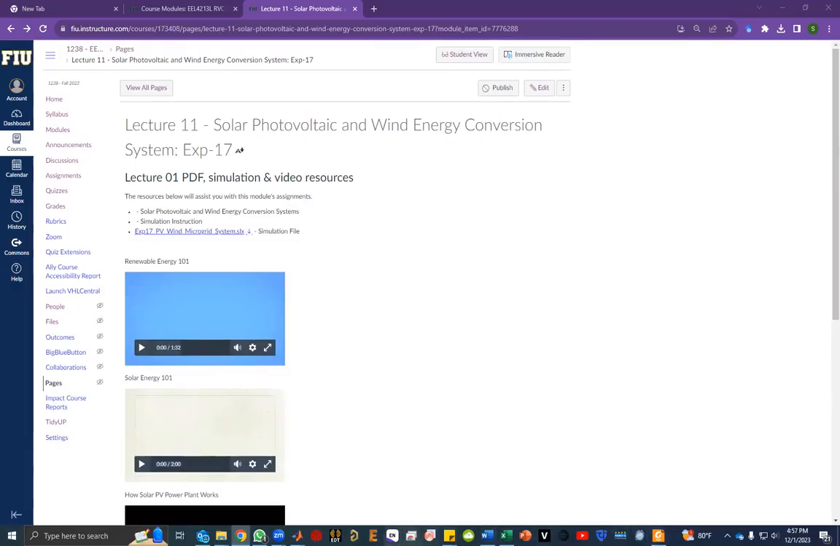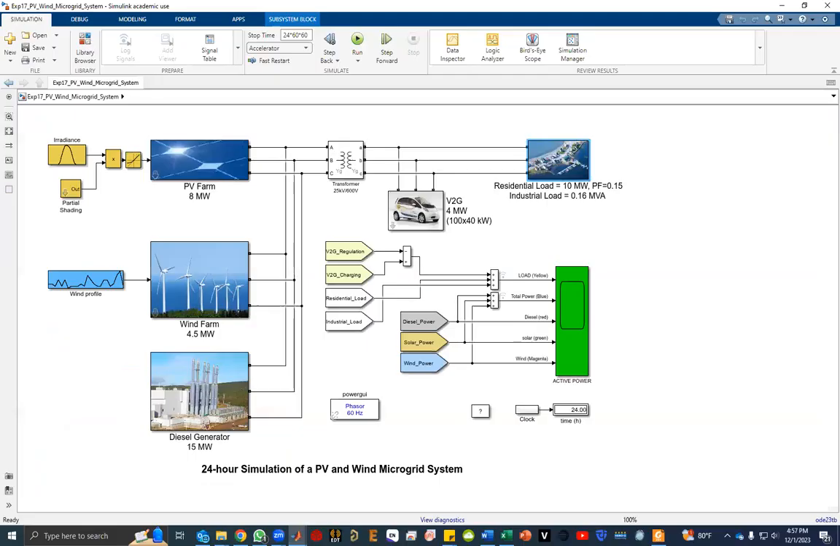Now let's go to the simulation file you'll find over here. All you have to do is download it, and let me open the file. So this is the file. You download and run it, but before doing anything, I'd like you to go through all of them.